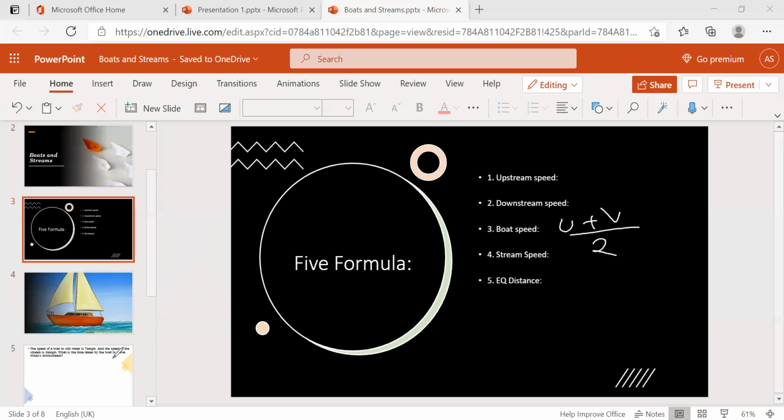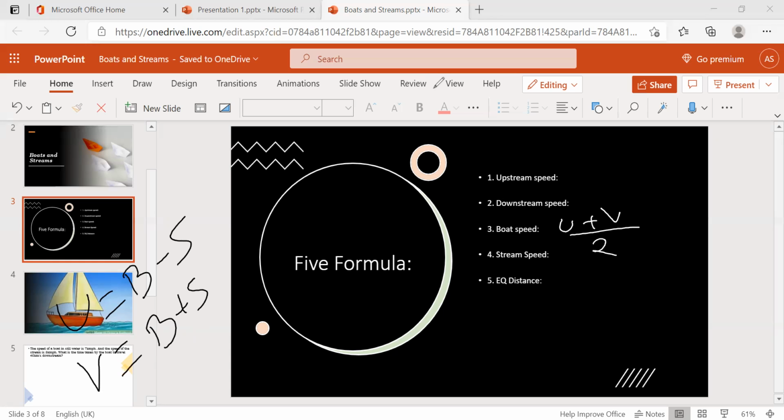Is it clear? Now come to the fourth one, stream speed. What is the stream speed? We can also call it still water, or water speed, or river speed. That river speed we are calculating now. How? We know the upstream speed: u equals b minus s, and v equals b plus s. Once again I'm saying v represents the downstream speed.